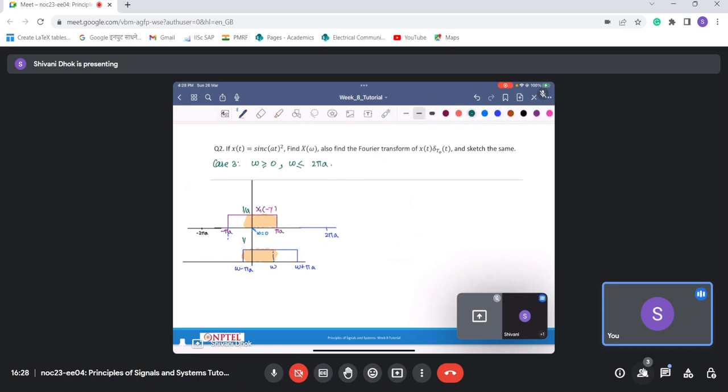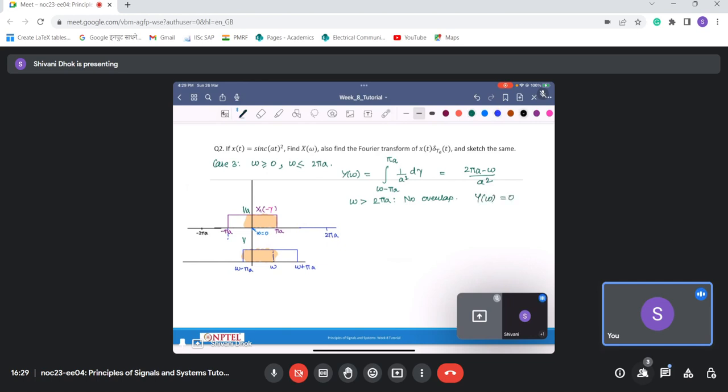So again the x of omega in the convolution, that is y of omega, is given as the integral from omega minus pi a to pi a of 1 by a square d gamma. So this comes out to be 2 pi a minus omega by a square. Again, when this omega is greater than 2 pi a, there is no overlap, and again this y of omega is equal to 0.